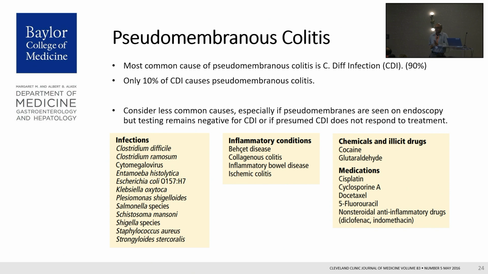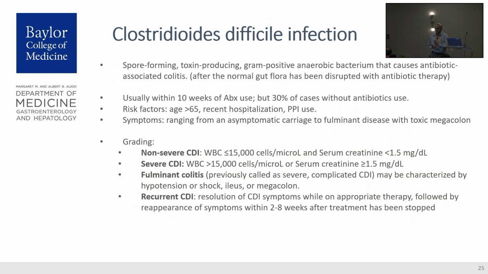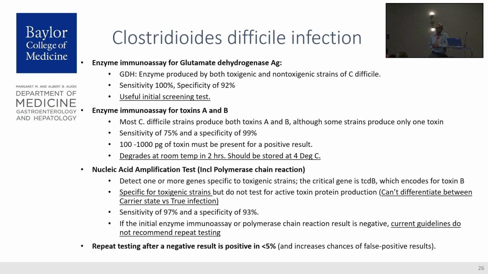Okay, so just because we touched on C. diff, I'll go over a couple of things. You all know about C. diff. I'm not going to go into detail. So you know the grading: non-severe, severe, fulminant, and recurrent. And the 2-stage testing is very important. So first you go for EIA for GDH. That will test for both toxigenic and non-toxigenic strains.